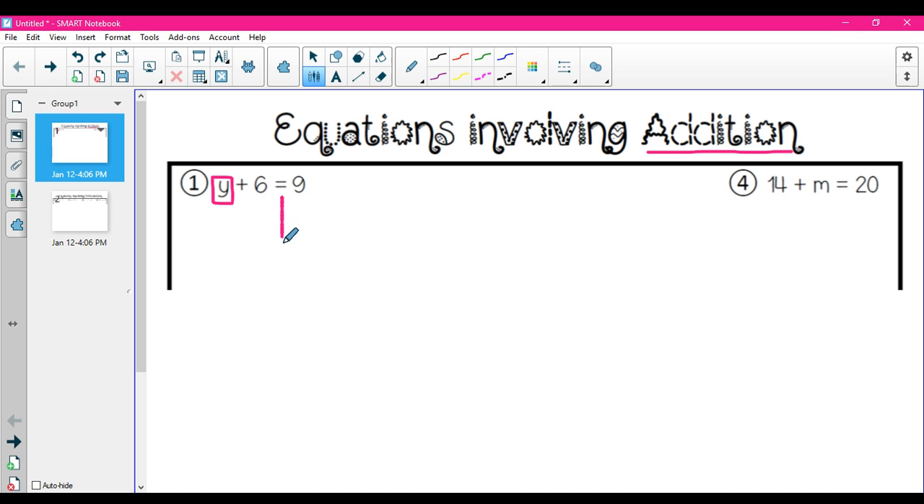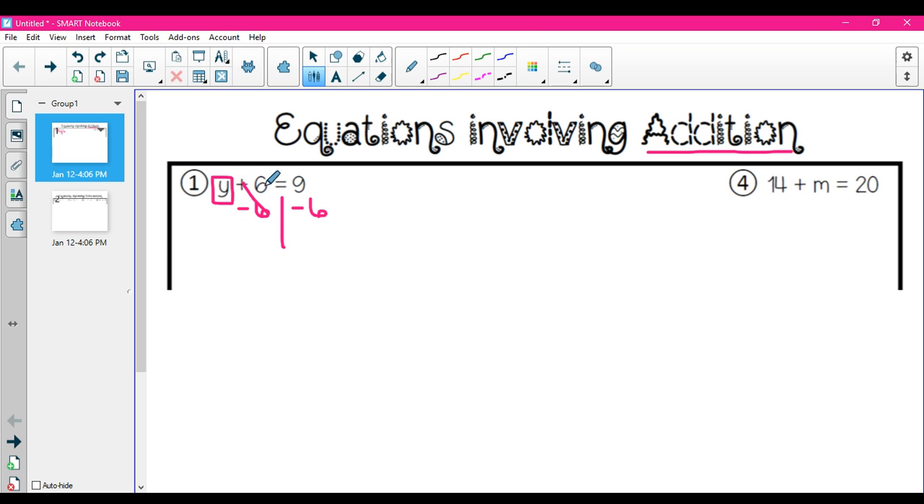We want to keep the equation balanced, so I'm going to use this to help me. This line is going to help me stay balanced on both sides of the equal sign. If we are adding 6 to y, the inverse or opposite of adding 6 is to subtract 6. If I do it to one side of the equation to keep it balanced, I need to subtract 6 from the other side of the equation.